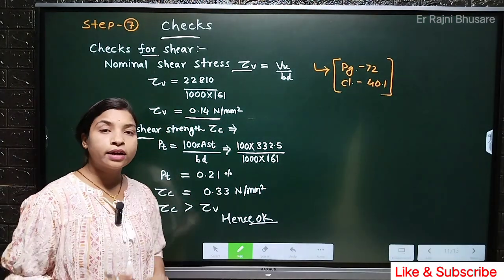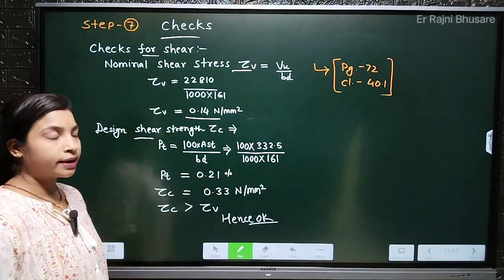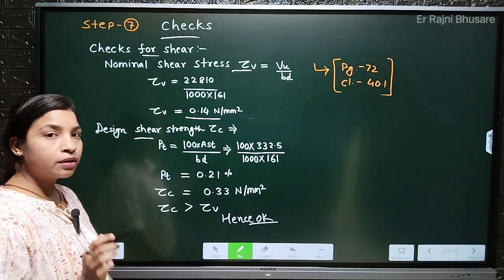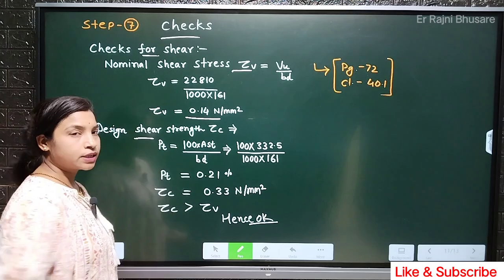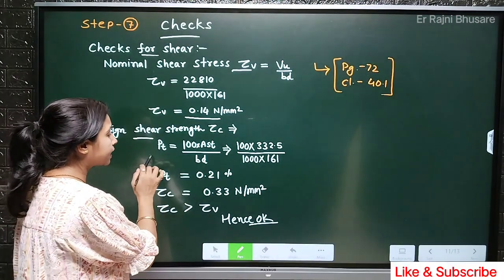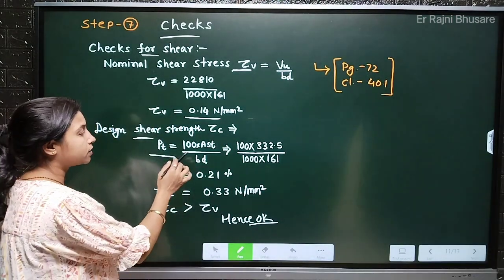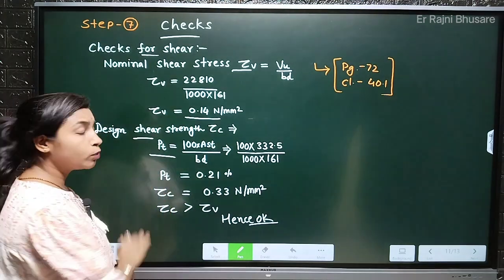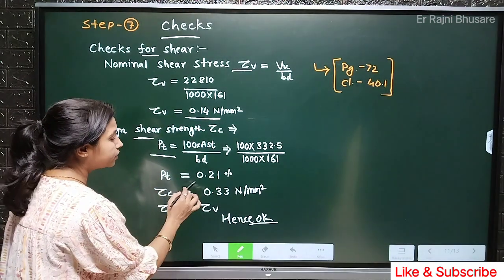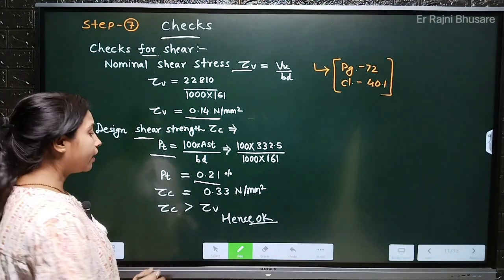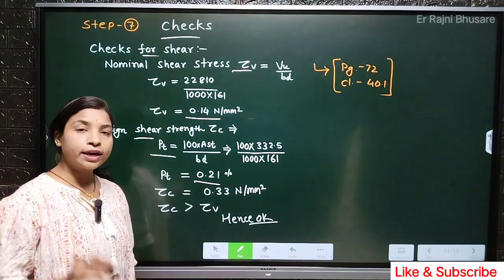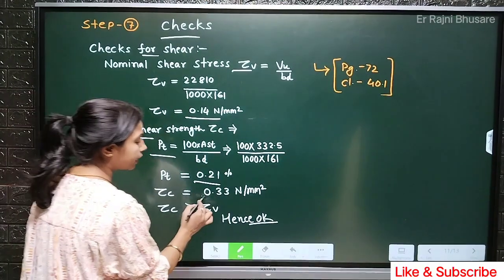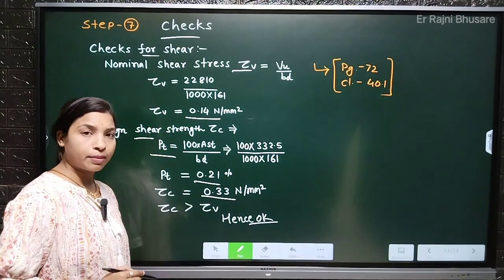And after that we determine the design shear strength tau C. So how to calculate the tau C value? By the interpolation method we can determine the tau C value. Here we require the percentage of reinforcement, so firstly we have to determine it. Its formula is 100 multiplied by AST by BD. Putting all values in this formula, we get PT is 0.12%. And now we will calculate the tau C value. By the interpolation method we get tau C is 0.33 Newton per mm square.